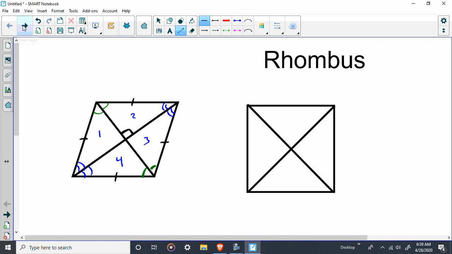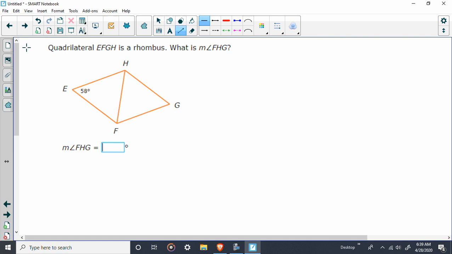So let's take a look at some questions that you guys can see today, and then I'll set you guys loose for it, okay? Okay, so quadrilateral EFGH is a rhombus. So they told you it's a rhombus, okay? They're not always going to mark it up. Sometimes they're going to tell you in the problem. What is the measure of angle FHG? They want to know what is this angle over here, okay?